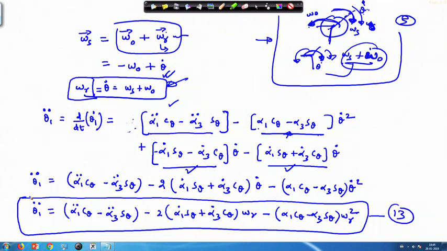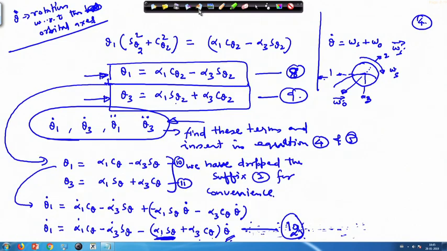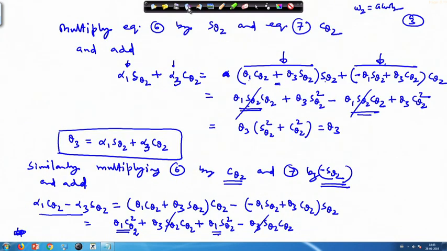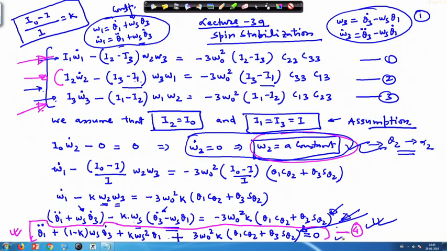Okay, so, the same way theta 3 dot can be computed, and once we have done this, then we can progress further by inserting all these terms in the equation that we are writing here, this equation and this equation. So, we can insert here those terms in these equations, and we will get the result.